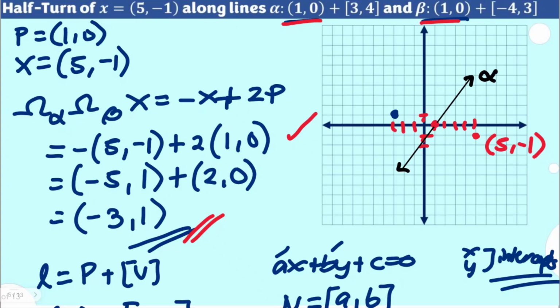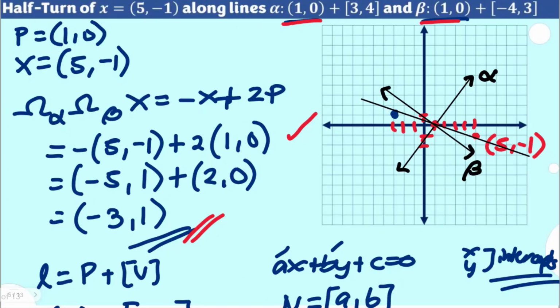And let's have the last one. This will be our beta. Again, let's just simply assume that my graph is accurate. So your beta. And as you can see, when we draw a line passing through the point P and our point X, it is the verification that our half turn earlier is correct. We can see that all those 3 points will coincide.